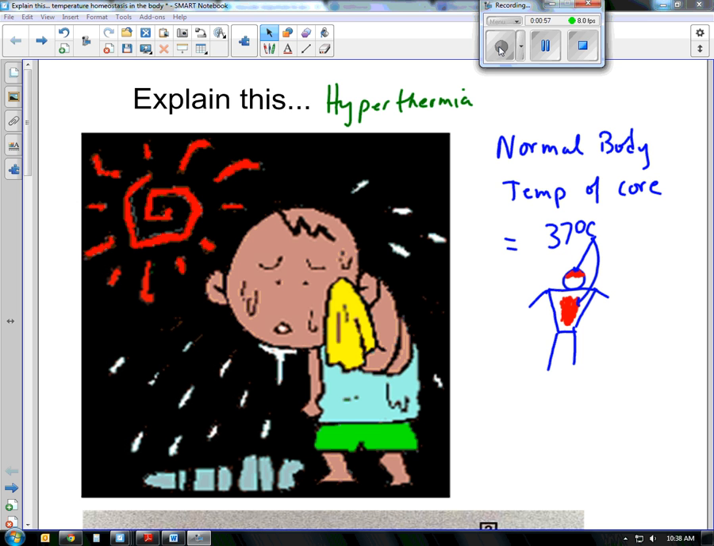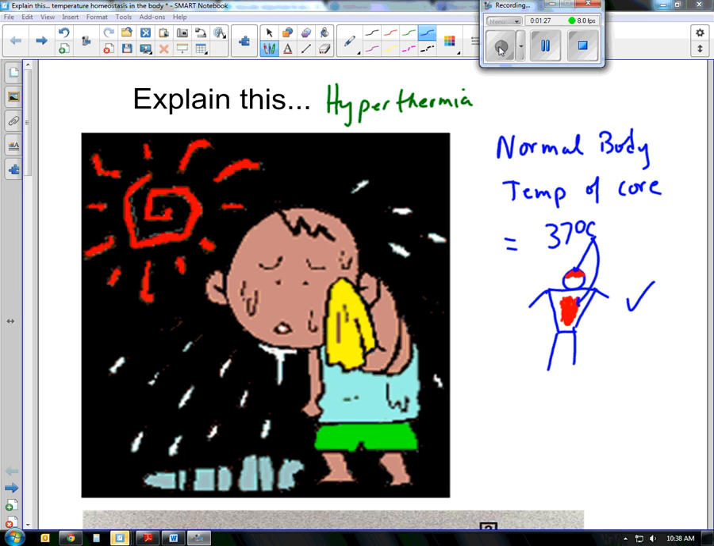Here's a couple of things just to note before we start. This is an example of hyperthermia. Now, most of you know about hypothermia, but this is hyperthermia. And hyperthermia is this whole idea that the core body temperature is rising. It's getting warmer than it should. So here's a nice little diagram.